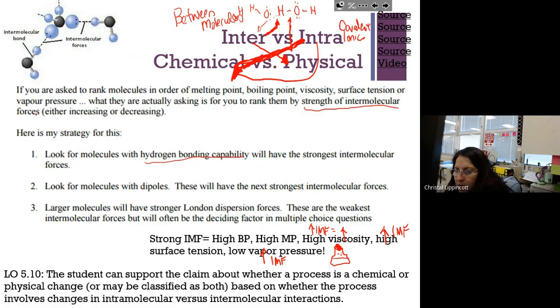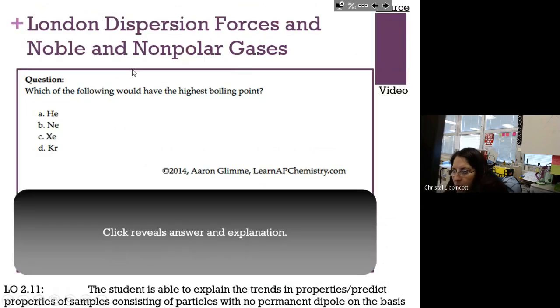Okay, so again, this is their depiction of that. This is an intermolecular right here. Intramolecular is going to be here. It's between atoms. So intramolecular is between atoms. Intermolecular is between molecules. All right, London dispersion forces, noble gases, and nonpolar gases. Which of the following would have the highest boiling point and why?